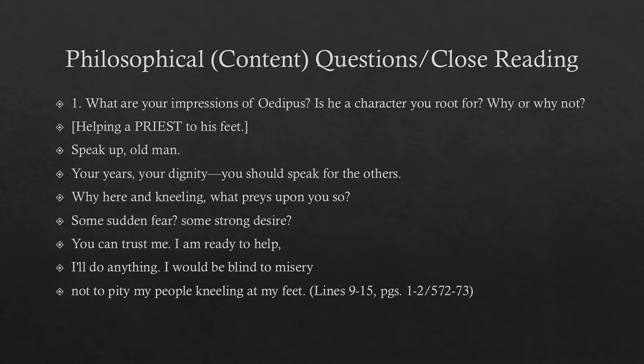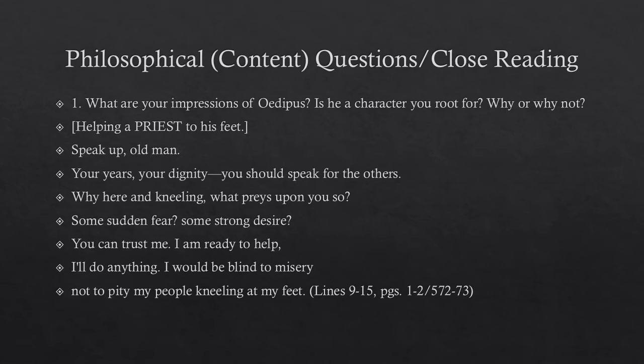So I chose this passage because, like I said, the priest then responds about the plague, and this launches the narrative with Oedipus with his goal. But I think there are some passages here that are really helpful, especially where he says, "You can trust me. I'm ready to help. I'll do anything. I would be blind to misery, not to pity my people kneeling at my feet."